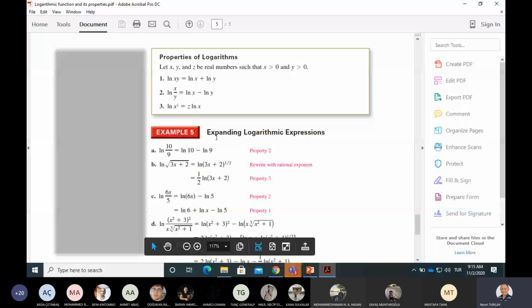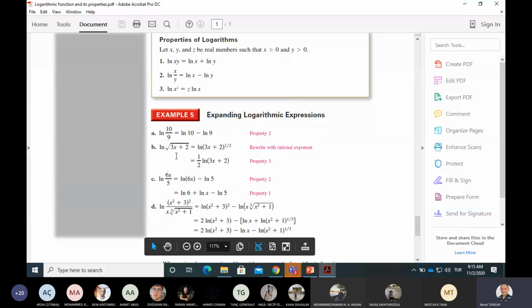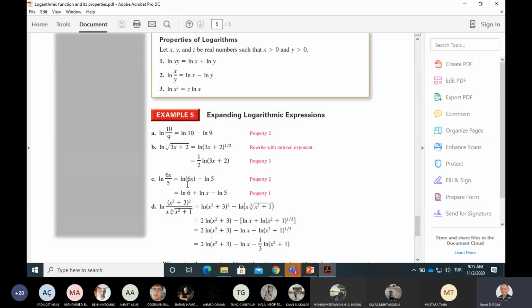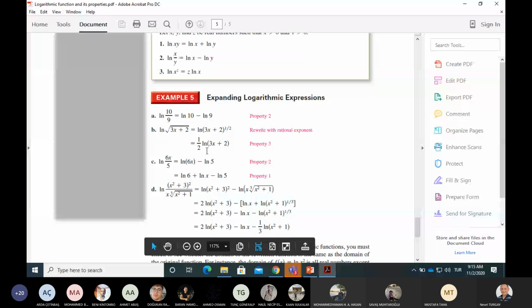I'm just explaining to you the properties of ln. Here, for example, this one is a quotient, right? Ln 6x minus ln 5. And here is a product. You can write this like that. Ln 6 plus ln x minus ln 5, and so on. Okay?